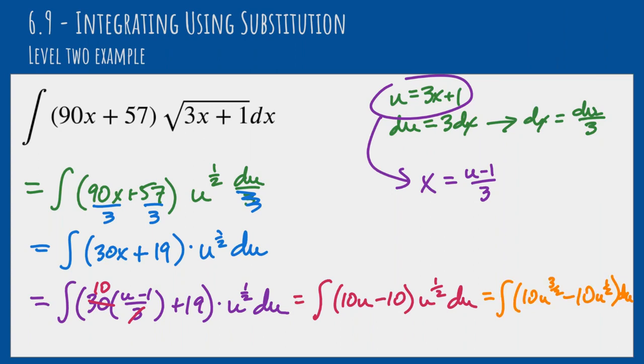Now I can integrate both of those. Oh, I forgot my 19, didn't I? I need a plus 19 in here. So plus 19 needs to go in here, which is going to make this a plus 9, which is going to make this a plus 9.